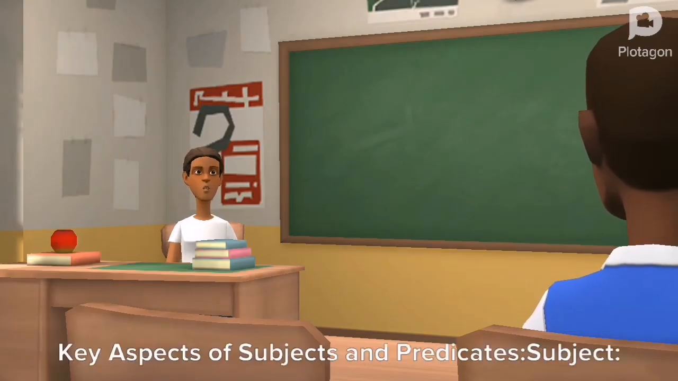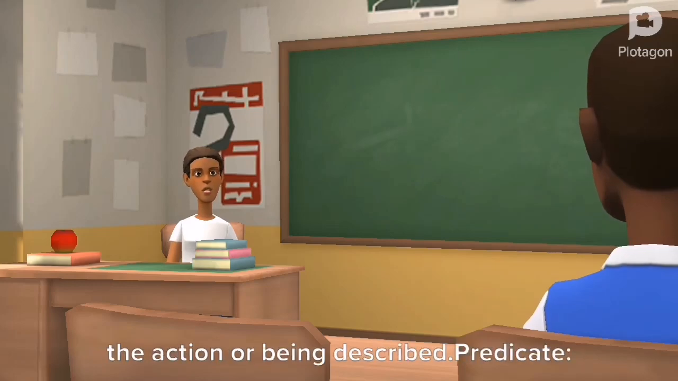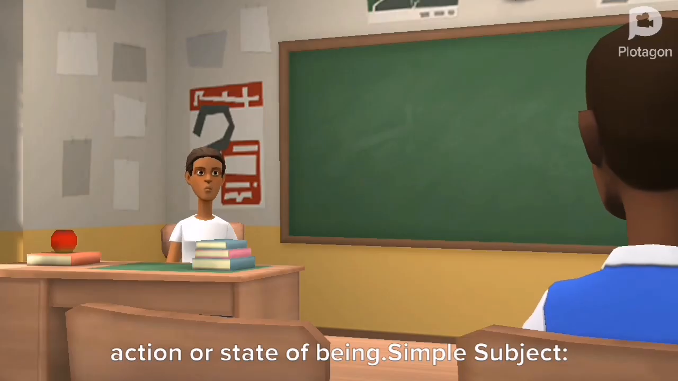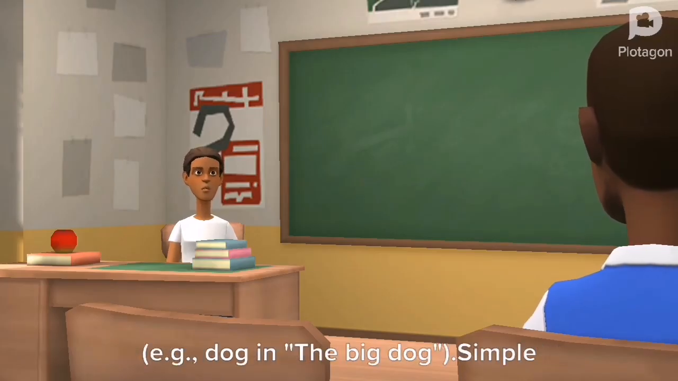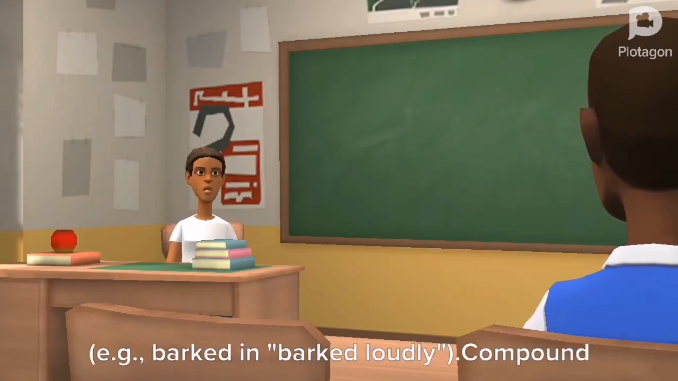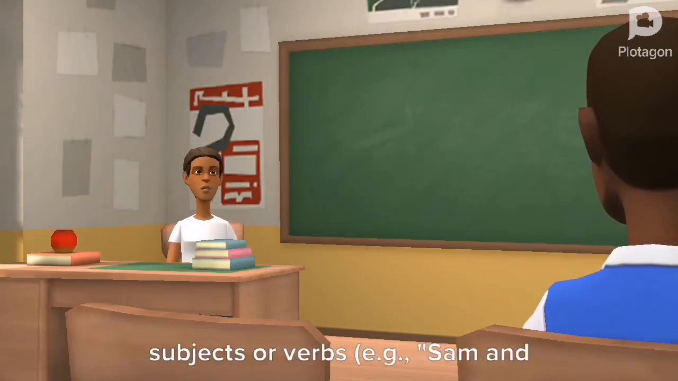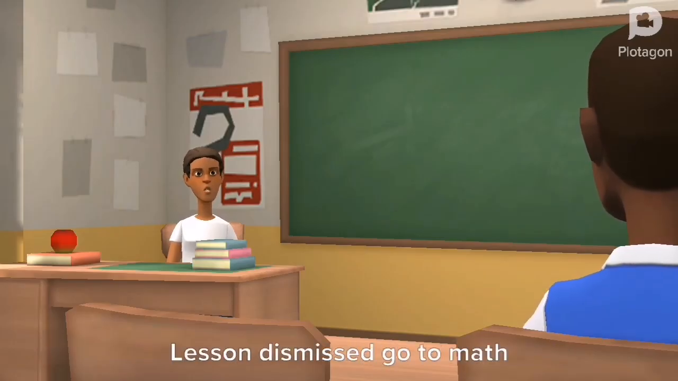Subject: the dog. Predicate: barked loudly. Key aspects of subjects and predicates: subject: the noun, pronoun, or phrase performing the action or being described. Predicate contains the verb and explains the action or state of being. Simple subject: the core noun or pronoun without modifiers, e.g. dog in, the big dog. Simple predicate: the main verb phrase, e.g. barked in, barked loudly. Compound structure: sentences can have multiple subjects or verbs, e.g. Sam and Pam sing.